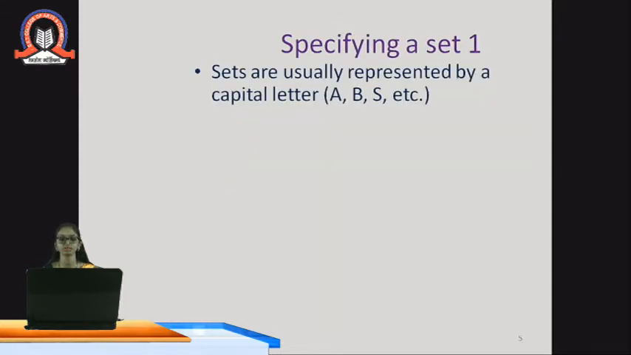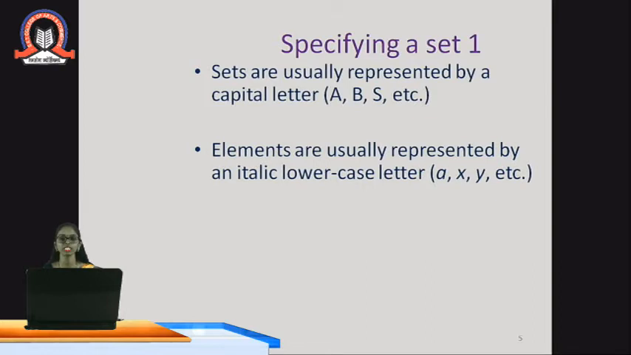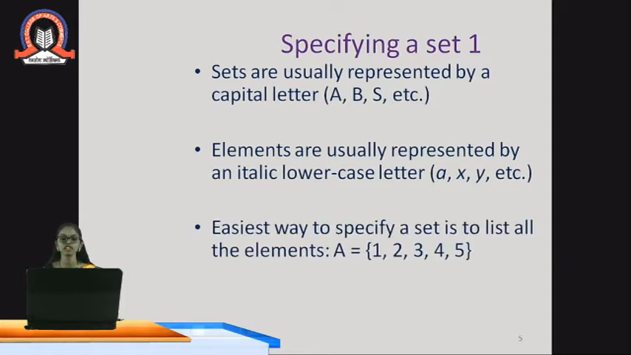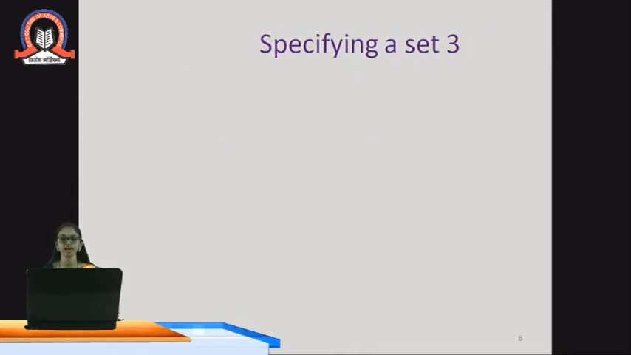Specifying a set, part 1. Sets are usually represented by capital letters A, B, S, or any variable but in capitals. Elements are usually represented by italic lowercase letters, for example a, x, y, etc. The easiest way to specify a set is to list all the elements: A = {1, 2, 3, 4, 5}. This is not always feasible for large or infinite sets.